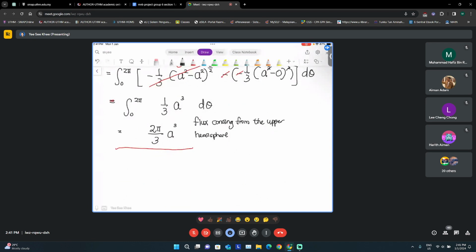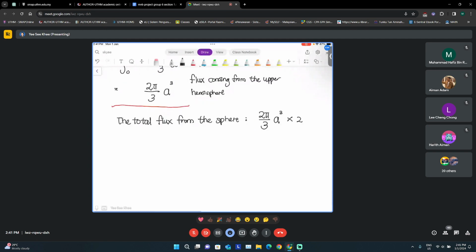So the total flux from the sphere would be 2 pi over 3 a cubed multiplied with 2. Multiply with 2, so it will equal 4 pi over 3 a cubed. So this is the flux from the sphere. Is that clear?